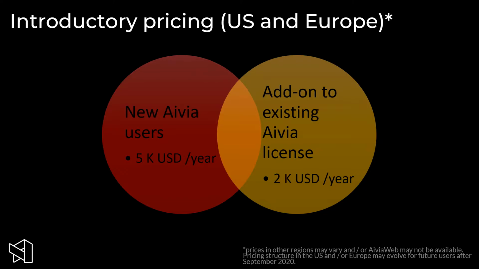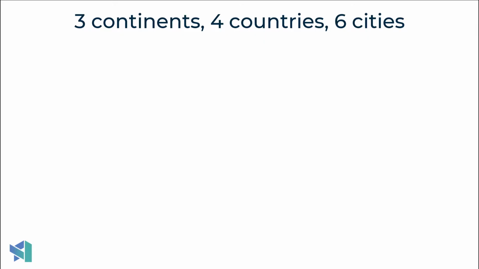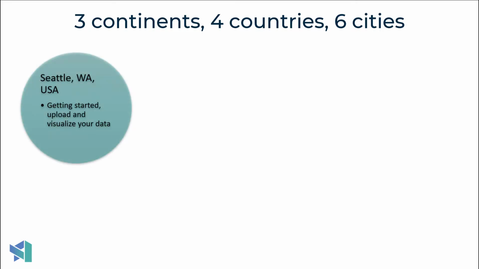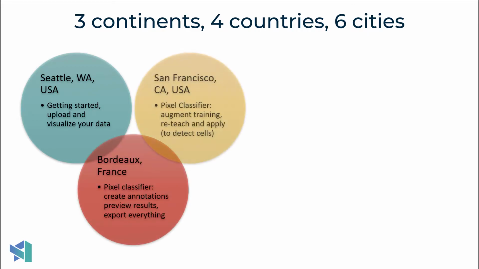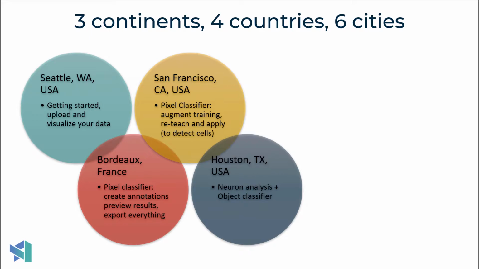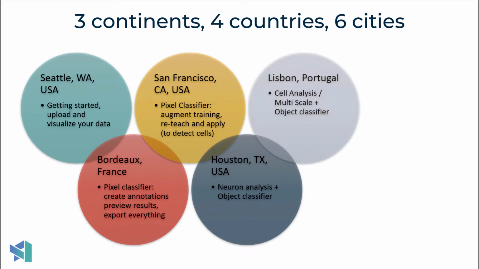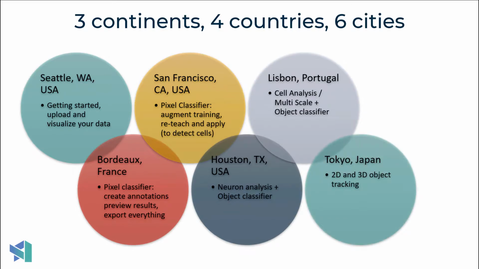So let me introduce the demos that we'll do. The first one will be done from 3 continents, 4 countries, and 6 cities. We start in Seattle, then we'll go to Bordeaux. We'll go then to San Francisco in California, then to Houston, Texas, then across the Atlantic to Lisbon, then to Tokyo and Japan, and then we'll go back and finish in Seattle.